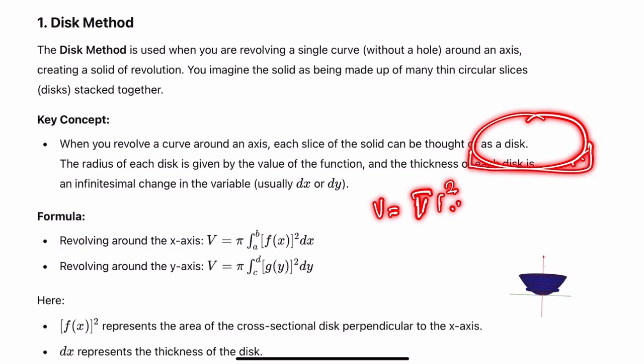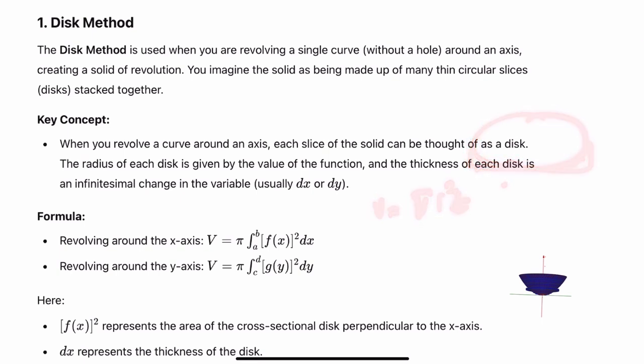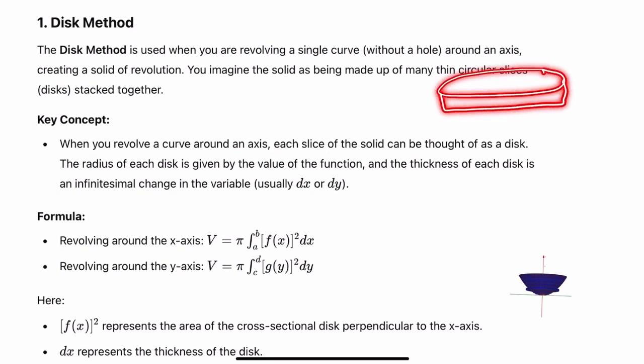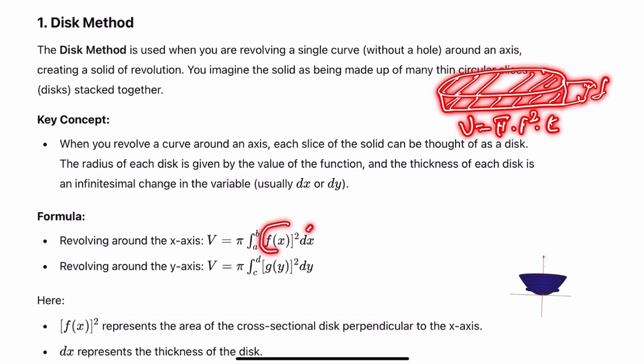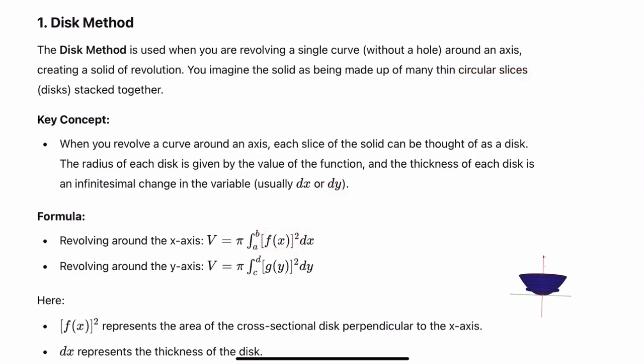We call the thickness T. Suppose we have a disk like this, with this thickness, and the disk is full. The formula of the volume that you all know is pi times r squared times the thickness. Here f of x is your r, so you will square it, and dx is the thickness of the disk, and you can see it from this image.